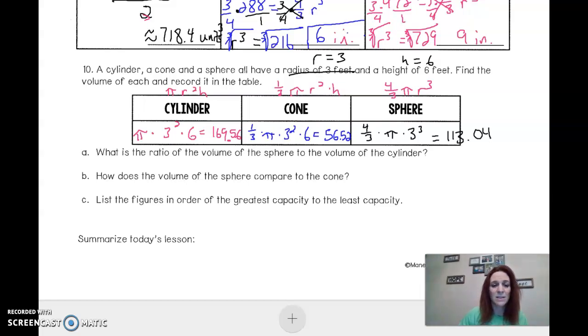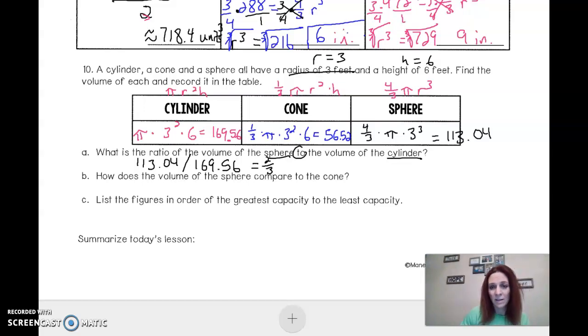And that works out to be 113.04 cubic units. So what is the ratio of the volume of the sphere to the cylinder? That just means we take the sphere, 113.04, divided by the cylinder, 169.56. And that works out, believe it or not, to be 2/3. Just trust me, okay?